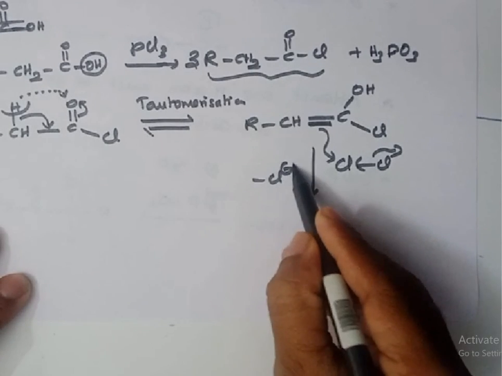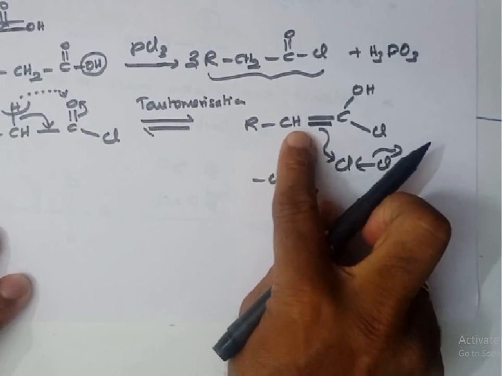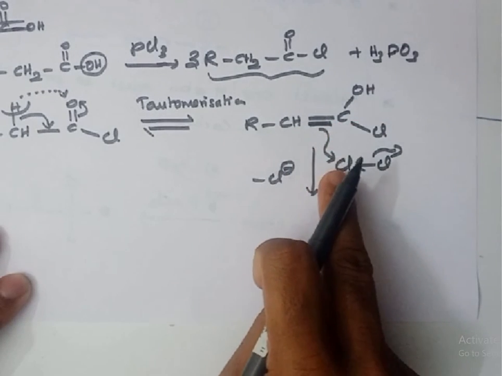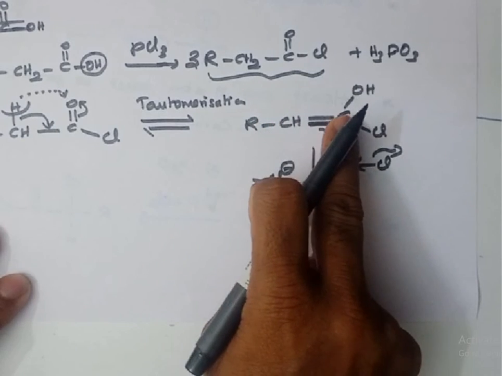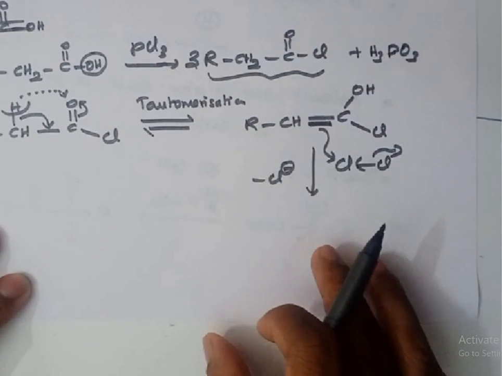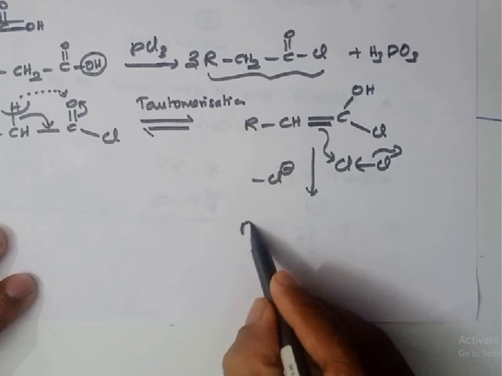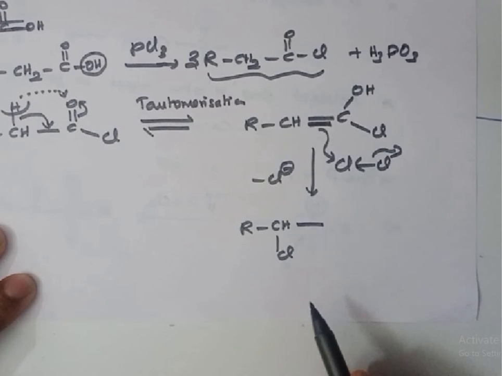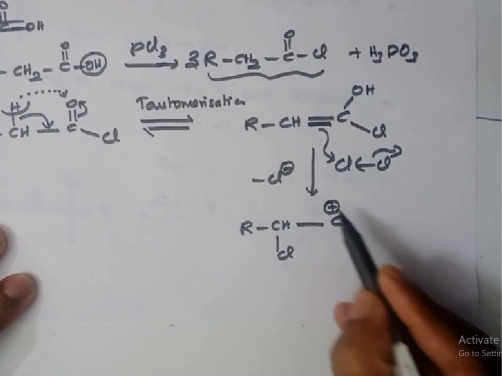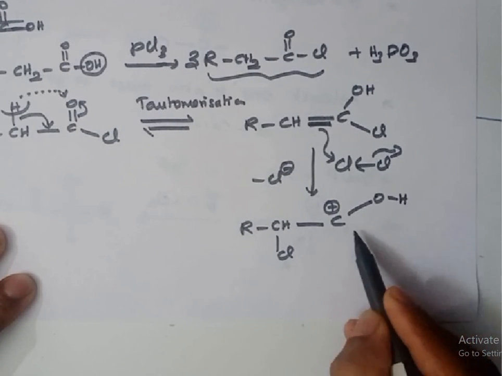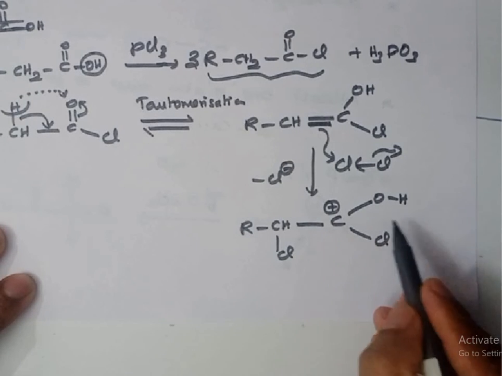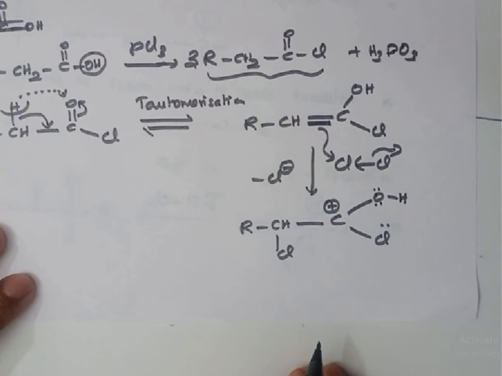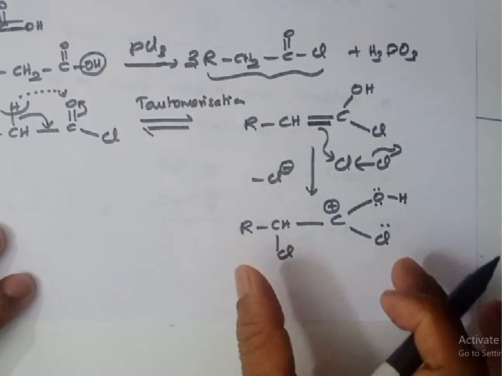So one Cl minus will come out, and this chlorine gets attached to one of the doubly bonded carbons, and the other carbon gets a positive charge because it is electrophilic addition. So you get RCHCl, the double bond becomes a single bond, and you'll get a positive charge on this carbon. This positive charge is stabilized by resonance because these atoms have lone pairs, so this positive charge is more stable. Therefore only this product will form.